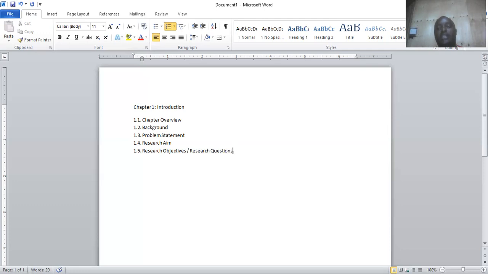which bodies are involved in menstrual hygiene management in India? What strategy should be adopted for menstrual hygiene management in India to be improved? Something like that. Those are now research questions. After that, you provide a brief overview of the methodology. Here, you just state briefly the method that is going to be adopted.